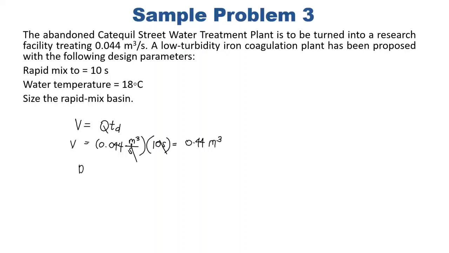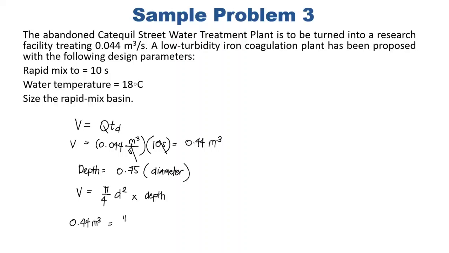For the depth, based on the rule of thumb, it should be 0.5 to 1.1 times its diameter. As the designer for this problem, I decided to have 0.75 as my constant, multiplied by the diameter. The volume of the cylinder is pi over 4 times D raised to the second power times its depth. And we have the volume already, the 0.44 cubic meter.